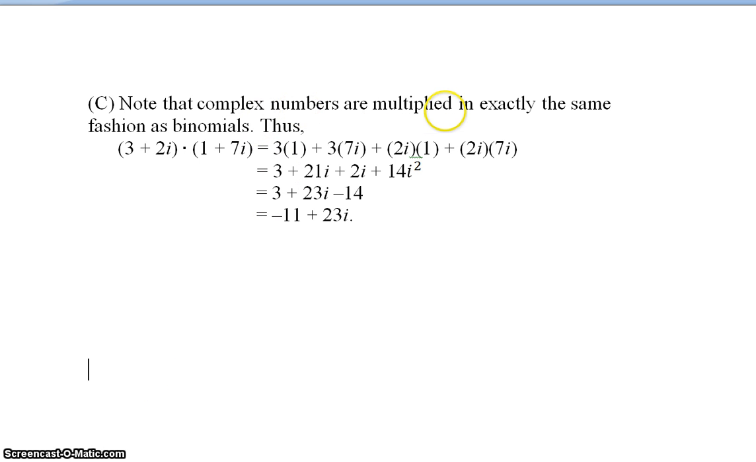Complex numbers are multiplied in exactly the same fashion as binomials. So, just FOIL the brackets. Multiply first times first, 3 times 1, first times second, 3 times 7i, second times first, 2i times 1, and second times second, 2i times 7i. 3 times 1 is 3, 3 times 7i is 21i, 2i times 1 is just 2i, and 2i times 7i is 14i squared.